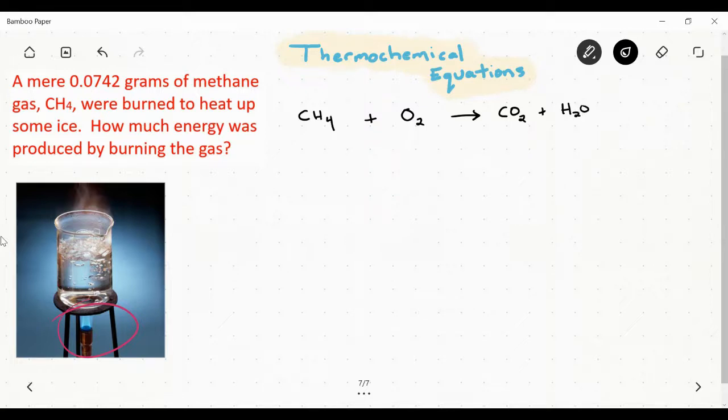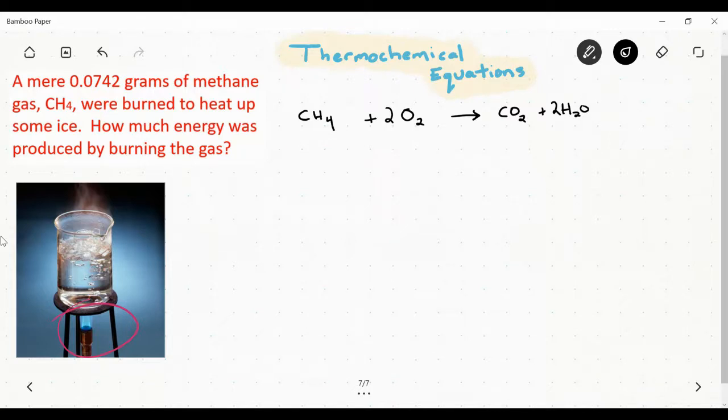So I've got one C on each side. I'm going to put two in front of H2O to give me four H's. That gives me a total of four oxygen, so I need a two right here. This is a balanced chemical equation. It's not necessarily what the title of this slide suggests, a thermochemical equation. A thermochemical equation is going to have one more piece of information. It's going to tell us something about how much heat is produced in this reaction.